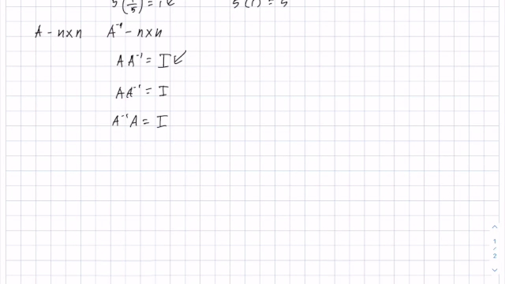So the definition of an inverse of a matrix is that they both have to be square matrices of the same dimension. So in this case, it was just an n by n matrix. And if you multiply them together, A times its inverse should be equal to the identity matrix. And then A inverse times A should also be equal to the identity matrix, sorry.